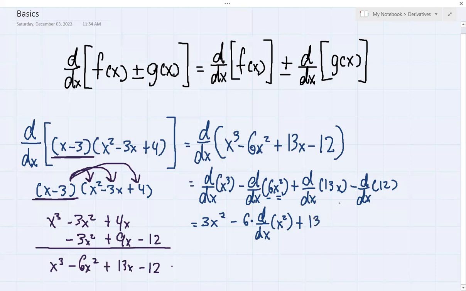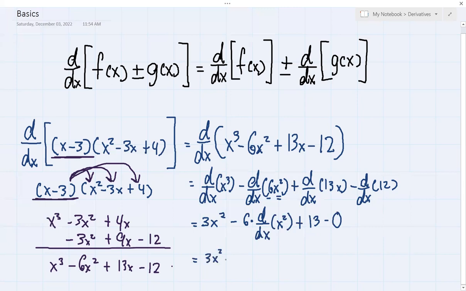Remember, second basic rule of differentiation na tinuro ko is a term na may constant at x. Anong derivative ng constant at x? Ay yung constant mismo. So, if we have the derivative of 13x, the answer is 13. Next, last but not the least, yung derivative ng 12, which is a constant term. So, magiging 0.